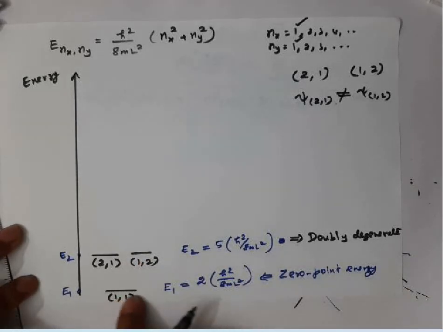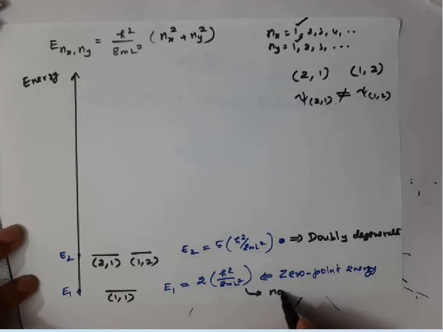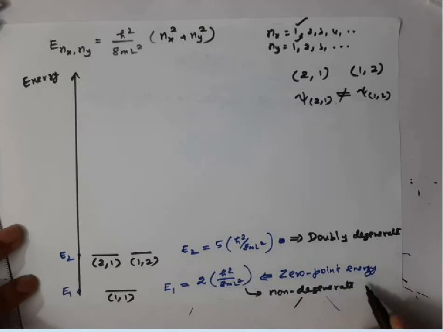Whereas for the ground state, we have only 1 state. We call this a non-degenerate state. Non-degenerate means singly degenerate. This is a non-degenerate level, whereas this is a doubly degenerate level.